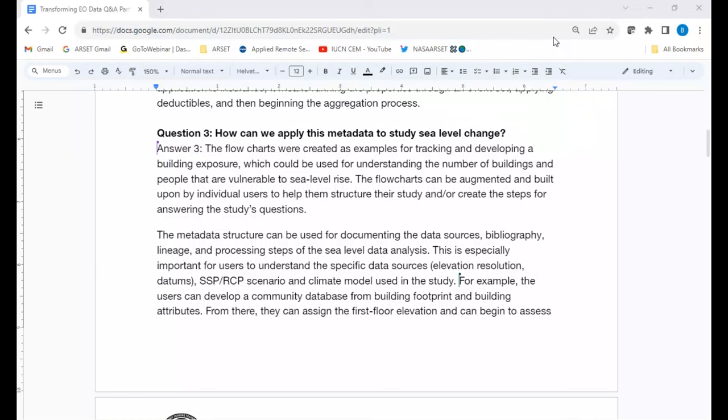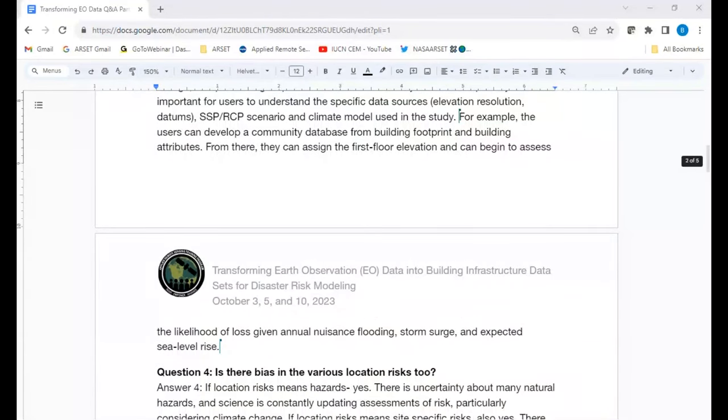So the metadata can be used for documenting the data sources, the bibliography, the lineage, and the processing steps of the sea level data analysis. This is important for users to understand the specific data sources and the elements of those data sources, and the specific SSP and RCP scenarios that were used in the study. An example of applying this to sea level change would be developing a community database from building footprints and building attributes. Then the user could assign the first floor elevation and begin to assess the likelihood of loss given annual nuisance flooding, storm surge, and expected sea level rise.